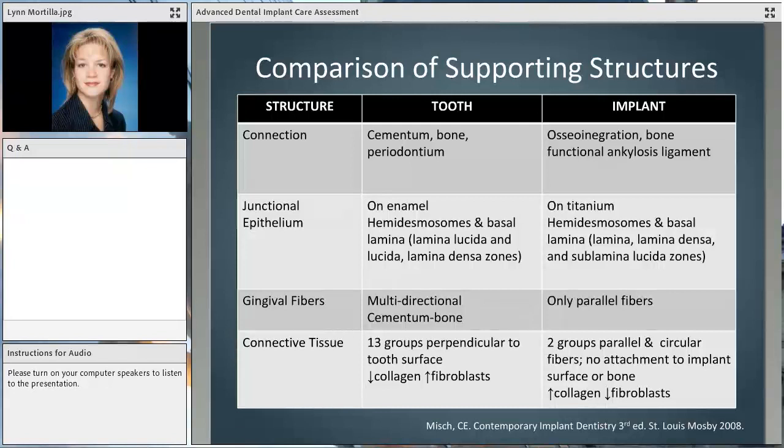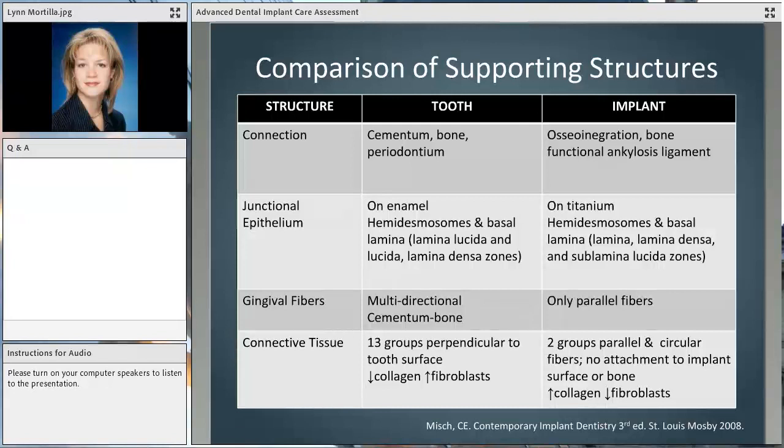We know that implants act as an ankylosed part of the jaw. There is no intervening connective tissue. There is no periodontal ligament. Implants do not have any type of proprioception. People can't tap and feel that they're in or out of occlusion, or that they're high or anything like that. So implants act ankylosed in the bone.